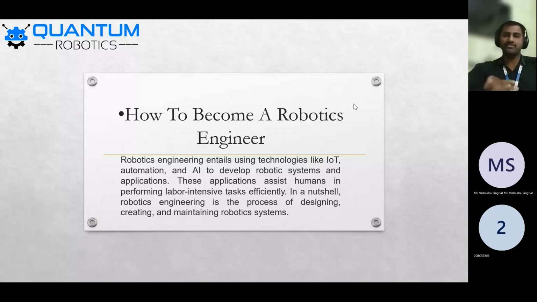Robotics is not a single branch. Here we are mixing with artificial intelligence, Internet of Things, blockchain technologies and data trappings, and not only this, we are using multidisciplinary languages and multidisciplinary skills.